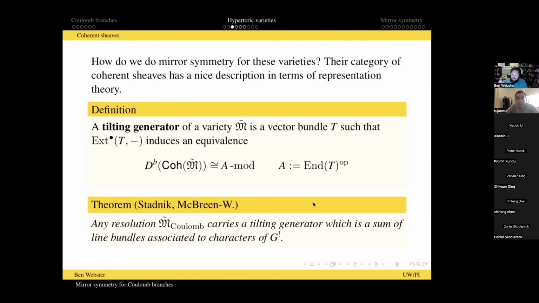Well, one thing you might ask is, how are you going to describe the coherent sheaves on one of these varieties? And that actually has a very good answer. Hypertoric varieties have tilting generators. A tilting generator is a vector bundle such that Hom from X with that vector bundle induces an equivalence from the derived category of coherent sheaves to the derived category of modules over that algebra, where the algebra is the endomorphisms of the object.